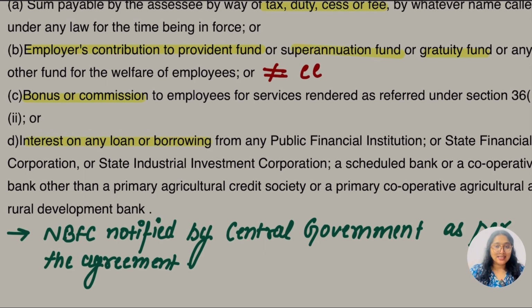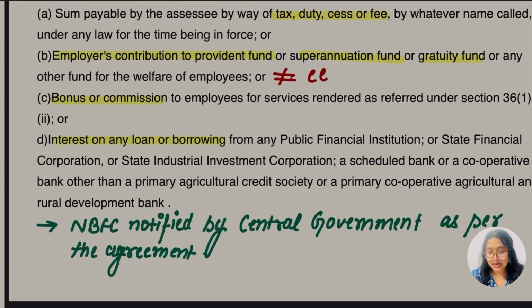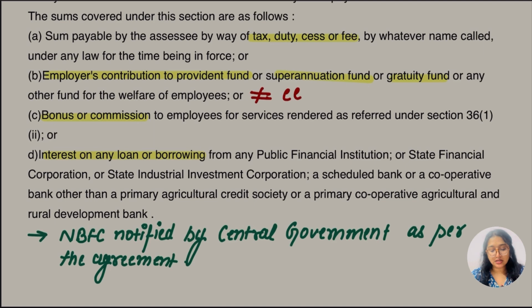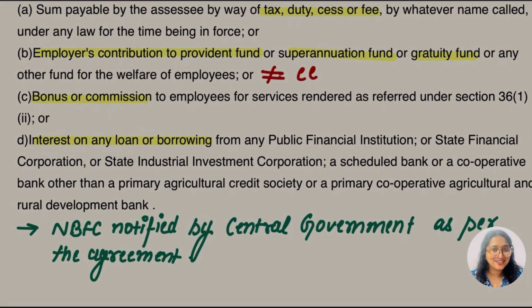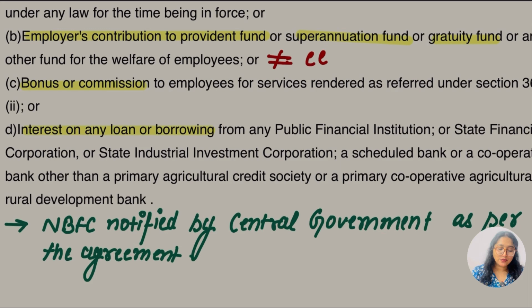Point C says bonus or commission to the employees for services rendered, as referred to under section 36 sub-section 1 clause 2. So bonus or commission is also covered. I know this because I already covered it in section 36. Okay, so let's go to the next part.